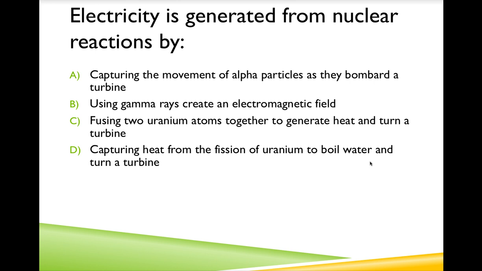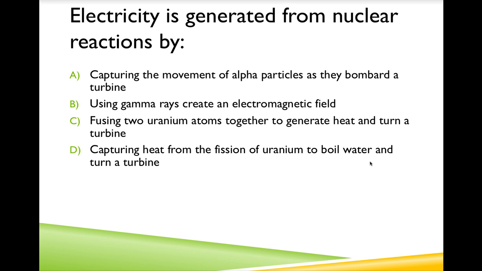All right, so quiz question to make sure you understand that diagram there. Electricity is generated from nuclear reactions by A, capturing the movement of alpha particles as they bombard a turbine, B, using gamma rays to create an electromagnetic field, C, fusing two uranium atoms together to generate heat and turn a turbine, or D, capturing heat from the fission of uranium to boil water and turn a turbine.